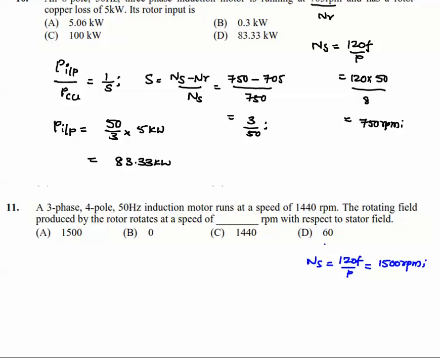So this rotating field rotates at the synchronous speed of 1500 rpm, and the stator field also rotates at a speed of 1500 rpm. So when we compare these two, they are rotating with respect to each other at a speed of 0 rpm. Why? Because both the fields rotate at synchronous speed only, so with respect to each other it is going to be 0. Next question.